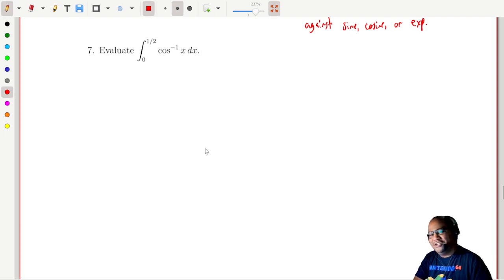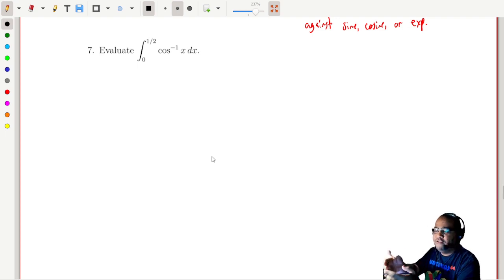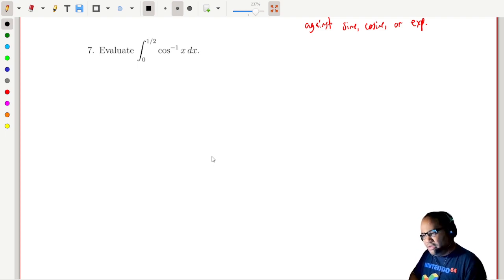It's that funky arc cosine function again, but this time we're integrating it. We're not differentiating it. Actually, we're going to be differentiating it. The integral from 0 to 1/2 of arc cosine x dx. Remember that arc cosine, this inverse cosine function, the negative 1 is not an exponent, just old notation for inverse function. That's the function whose cosine is the number x in there. Well, how do we handle this?